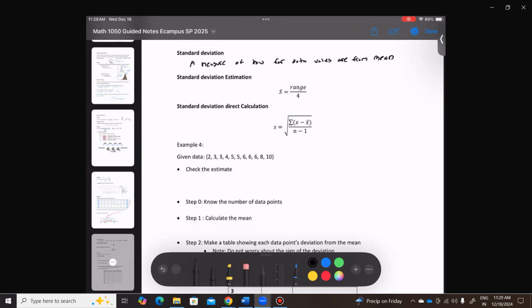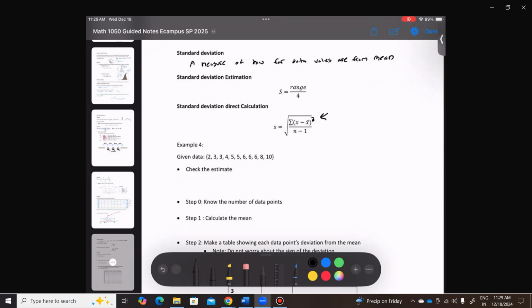The actual standard deviation calculation, though, uses this equation, where this should be squared, where you sum up the differences between x, the data value, and the mean, square each one, and then divide it by your sample size minus 1.